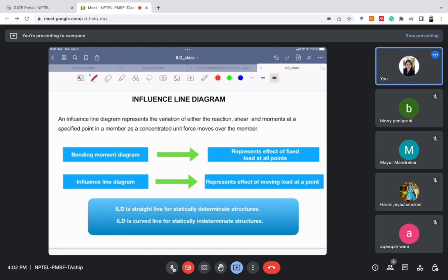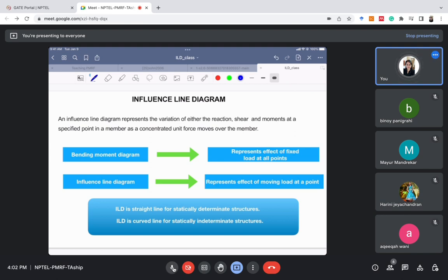As I've told in the last class, we'll do some problems related to influence line diagrams, both for statically determinate and indeterminate beams. Okay, so before starting the class, let me briefly tell you what all the things we are going to cover today.